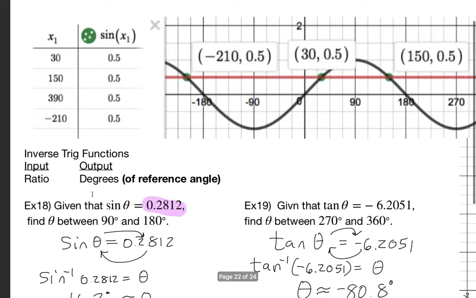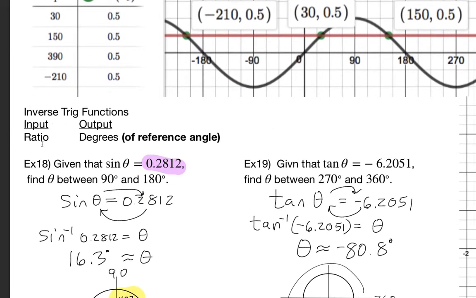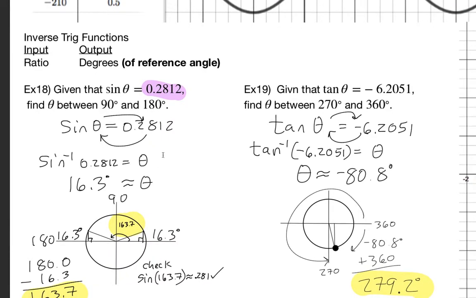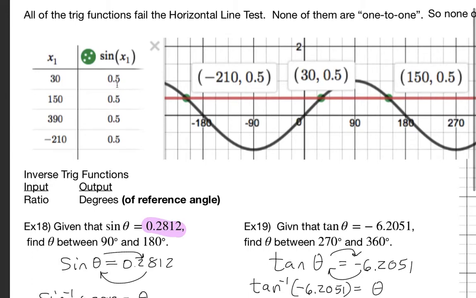All right, so the inverse trig function is going to take as its input the ratio and its output the degrees, but it's only going to give you one of them. It's going to give you the reference angle that we talked about last class. So if you type in inverse sine of 0.5, it'll give you 30, and it won't give you the others. It'll be the reference angle.